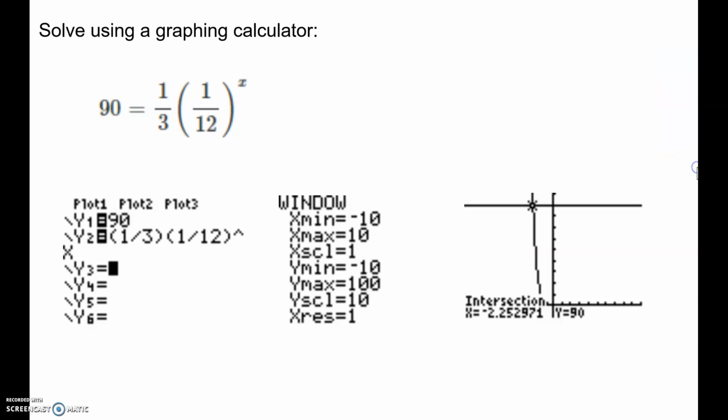So for this problem, I put on my screen here our plot, our window, and then our final answer. The answer for this one would be the x value where we have an equivalent y value. So x equals -2.25 if we want to round to 2 decimal places, or round to whatever it asks you to. So it's really just a matter of using your calculator tools to solve these types of things until we learn more about logarithms. Let me know if you have any questions.